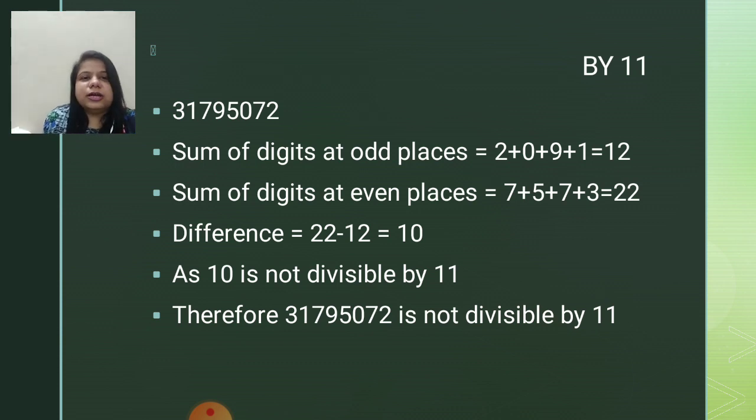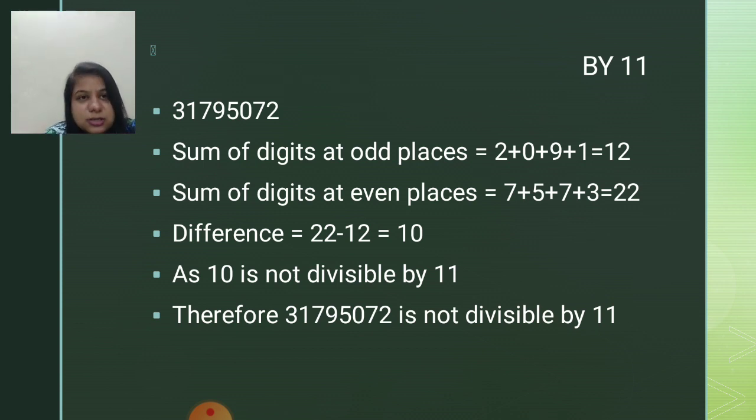So if we start from the right side, the first place is 2, which is at the odd place. So we have written 2 in the sum of odd places. After 2, leaving one digit, the next digit is 0. Starting from the right side, the first digit was 2, which is the odd place. Then the third place, leaving one digit, is 0. Then leaving 5, we have 9, then leaving 7, we have 1. So these are the digits at odd places.